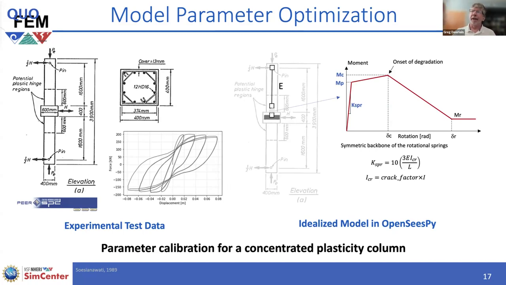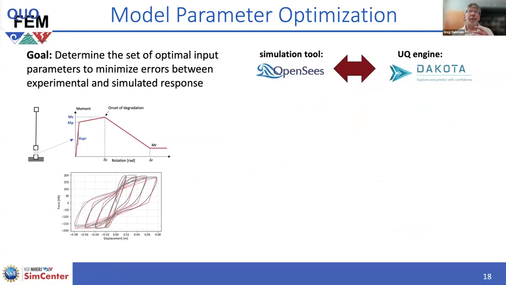You can see an idealized picture of the model up there. We put this in OpenSeesPy, and there are three parameters that we want to calibrate: the initial stiffness and two of the strengths of the member, automatically using the quoFEM tools to calibrate to the data. So the goal again is to get an optimal set of the parameters whereby our simulations can match the data closely. And of course, people have done this before.